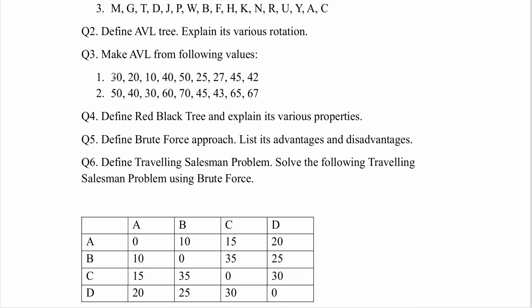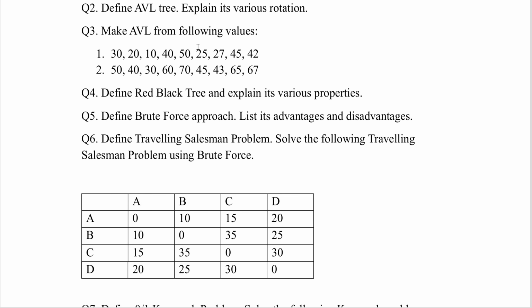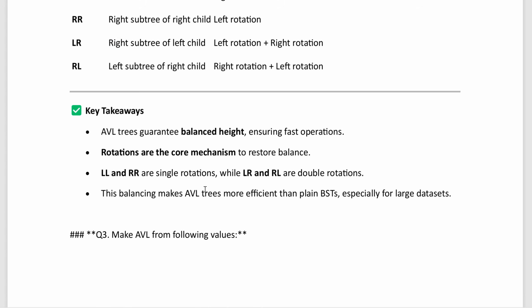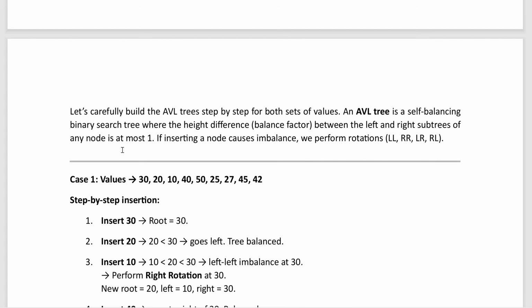Now, the third question says to make AVL trees from the following values. In the second question, I told you how to make the tree balanced, thereby constituting the AVL tree. You can easily make the AVL tree for this set of values. Let us consider the first set of keys. Let us carefully build the AVL trees step by step for both sets of values.